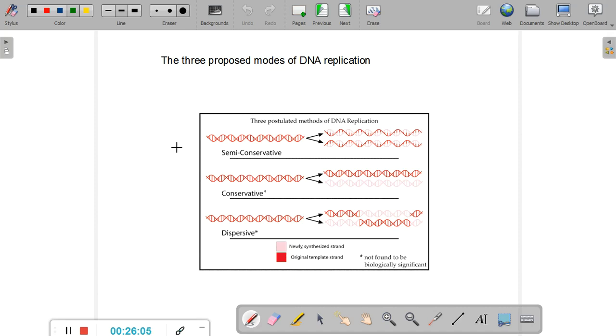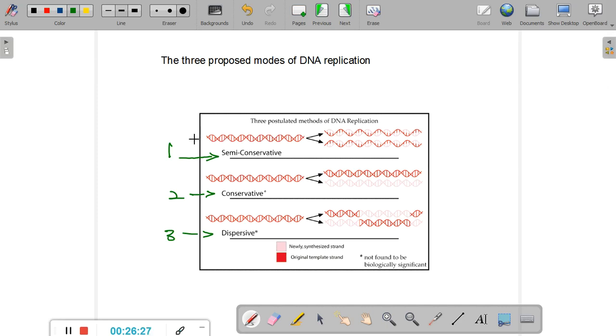So the three models that were basically out in the market, trying to make their point and trying to get dominance out there, were the semi-conservative mode of replication, number one. We also had something called the conservative mode of replication. And the third, we have the dispersive mode of replication. Now, what was the semi-conservative mode of replication?